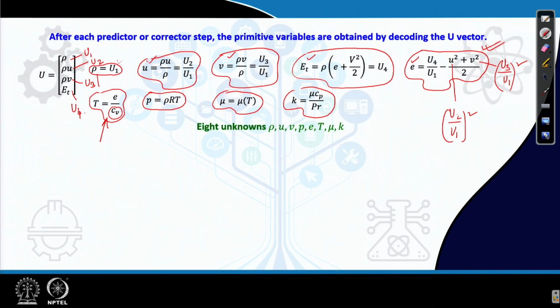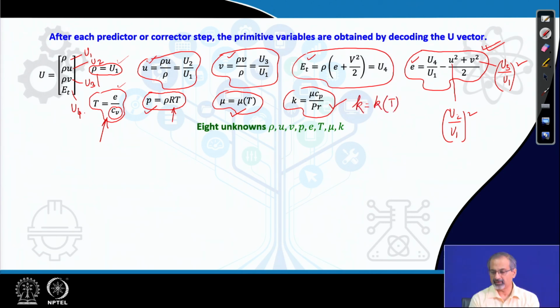You already got density and temperature. So, you can plug them in here, you get pressure. Once you get temperature, you can work out mu from the Sutherland's law, and from the Prandtl number equation you can work out the value of thermal conductivity, which will come out to be a function of temperature. So, that way each of these 8 unknowns can be updated at every predictor or corrector step, which needs to be done carefully.